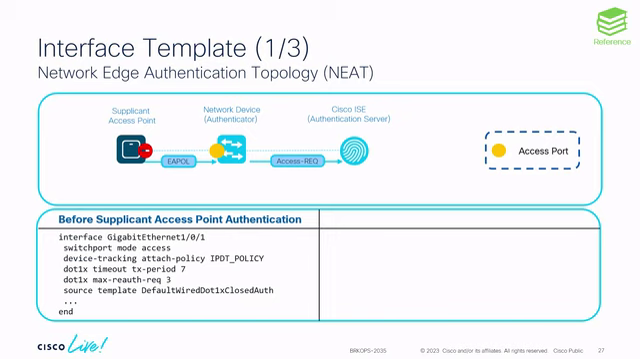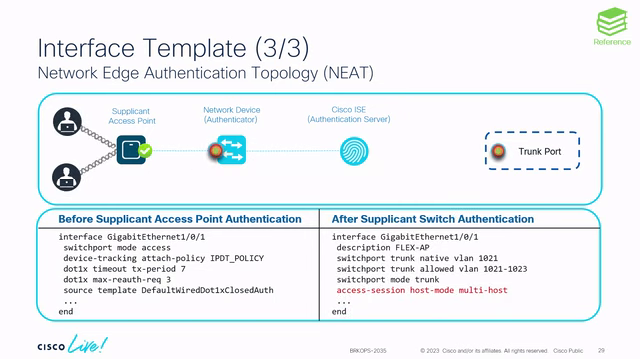In the initial state, when I connect a device, in my case the AP, to the switch, the port is not authenticated, so the access point will send an authentication message to the switch, and the switch will forward the message to ICE in my case. On the left side, you see the configuration before the access point gets authenticated. On the ICE, I have an authorization policy which is sending the interface template name to the switch. With this interface template, I will reconfigure the switch port, and the access point goes online.